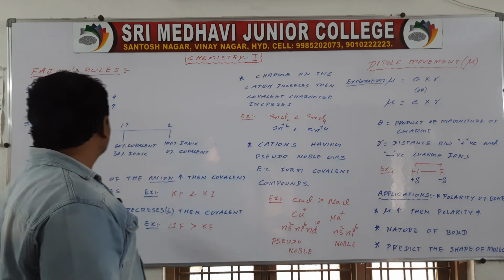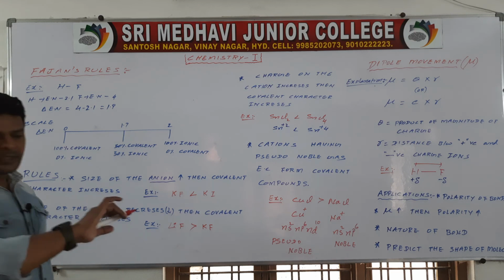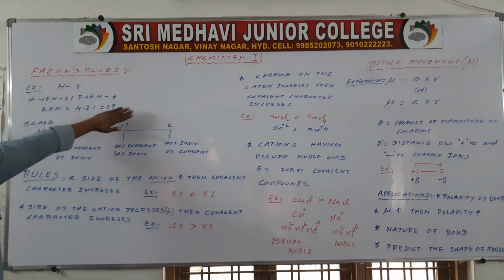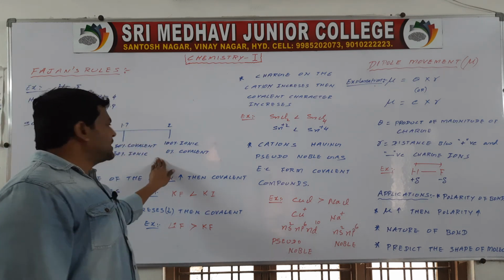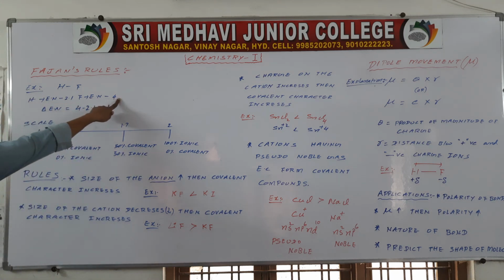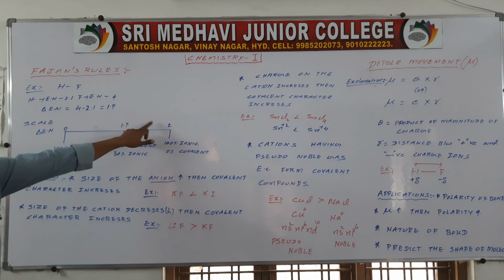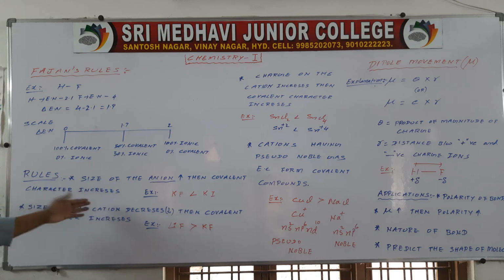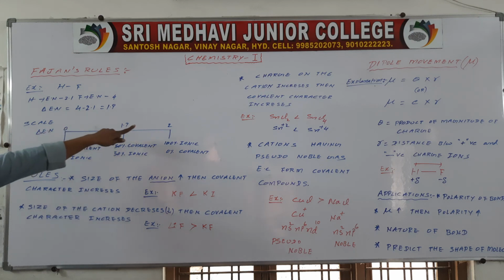So these are Fajan rules. Okay. See here, what are Fajan rules? Based on electronegativity difference, he proposed a scale. Hydrogen electronegativity is 2.1. Fluorine electronegativity is 4. Then delta EN equals 4 minus 2.1, 1.9. So 1.9 means it is here. Then 100% ionic and 0% covalent. So between these two, ionic bond is formed. Then scale, delta EN, electronegativity difference of the two atoms, 0, 1.7, 2, like this.